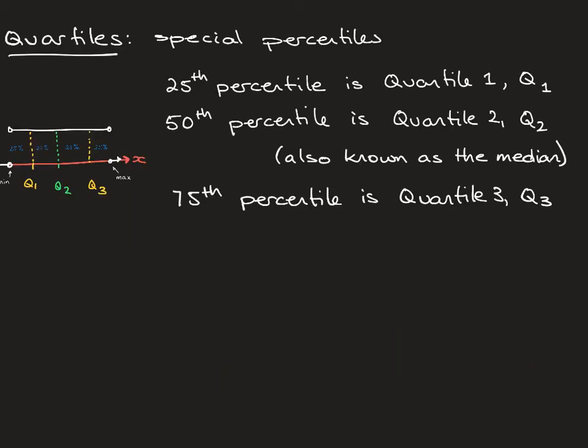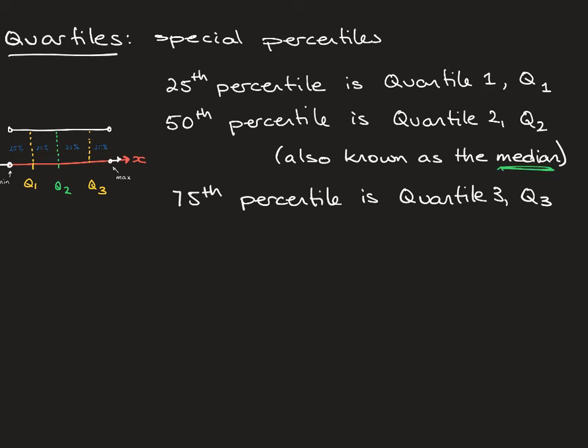The next statistics that we use to measure spread are quartiles, and quartiles are just special percentiles basically. So the 25th percentile we call quartile 1 because it has 25% of the data below it, so a quarter of the data is below quartile 1. The 50th percentile we refer to as quartile 2, so Q2 for short, and it has 50% of the data below it, and it's also known as the median, so it has two names.